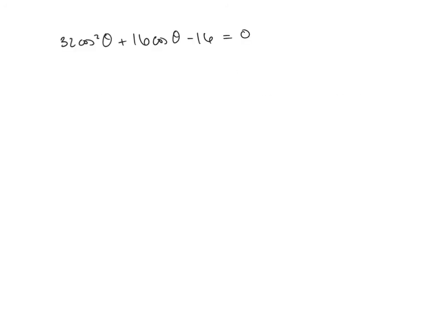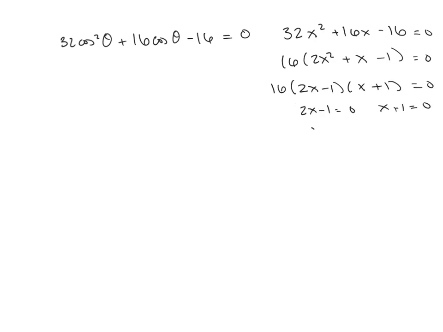So while this problem looks really intimidating, what if it looked like this? I don't think you'd have any trouble here factoring out a 16, and then you'd have 2x squared plus x minus 1. And I think you could factor this. I don't think you'd have trouble with that. So we'd get x is 1/2 and x is negative 1. We're going to use this exact same principle, but apply it to our cosines.